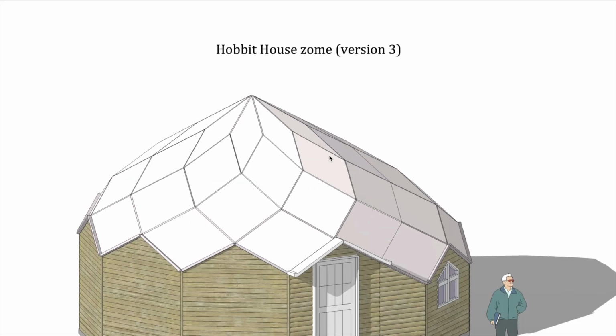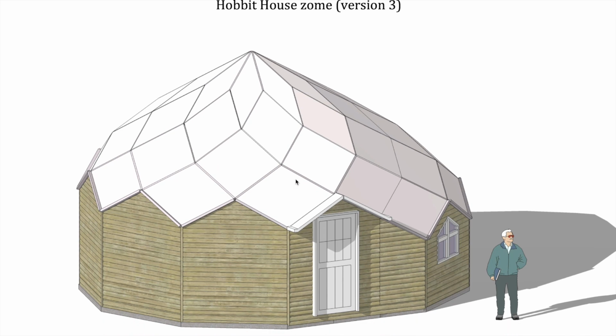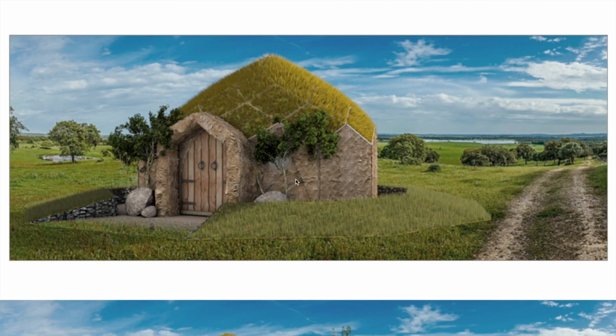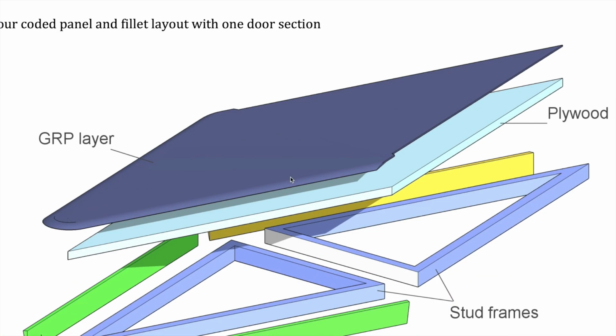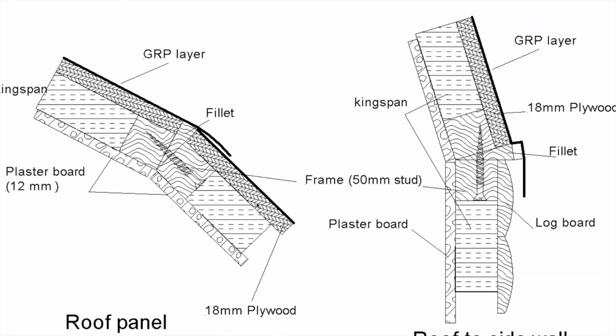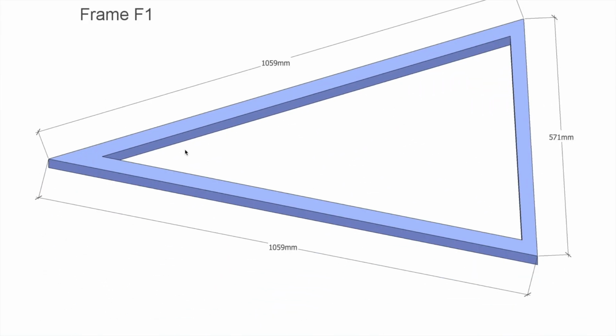This is a Hobbit house, Zome. I did this again for a company that didn't turn out to anything. That's why I'm giving this away for nothing. These were the renders for it. They had quite nice renders. Again, full build instructions. This is a pretty good set of plans, cross sections, the whole deal. All of your frames, all of your frame measurements.